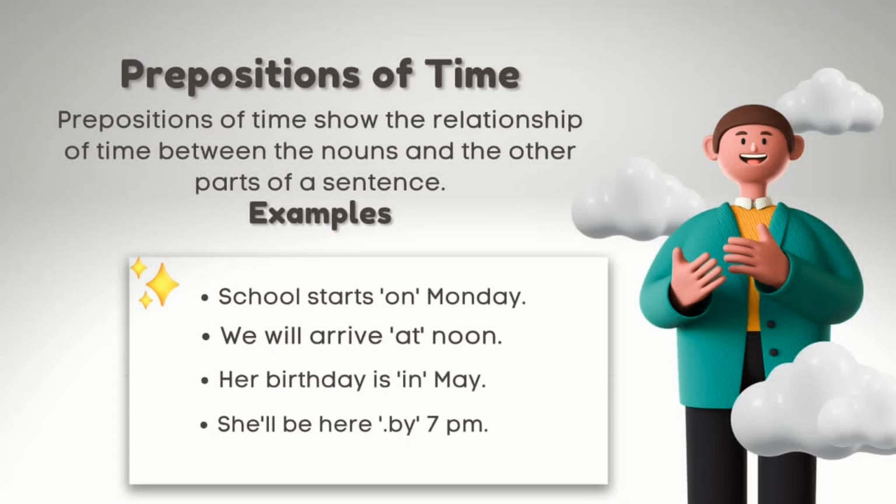Prepositions of time show the relationship of time between the nouns and the other parts of a sentence. That is, a preposition of time tells us the time that the action took place. It shows us the time that two things, two nouns or two pronouns, relate with each other.